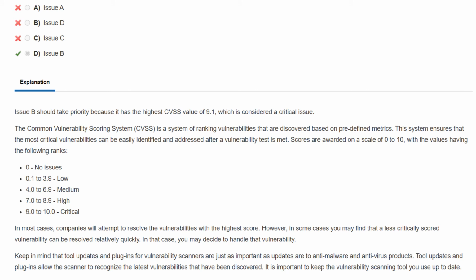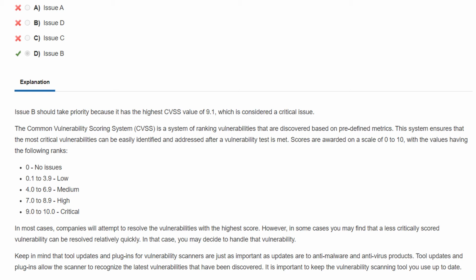The correct answer here is D, issue B. Issue B should take priority because it has the highest CVSS value of 9.1, which is considered a critical issue. The Common Vulnerability Scoring System, CVSS, is a system of ranking vulnerabilities that are discovered based on predefined metrics. This system ensures that the most critical vulnerabilities can be easily identified and addressed after a vulnerability test is met.